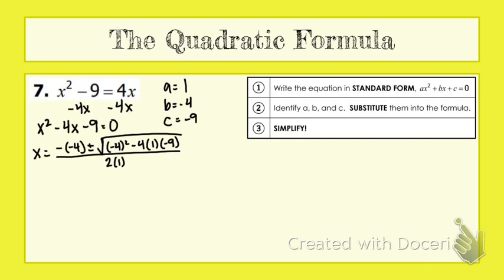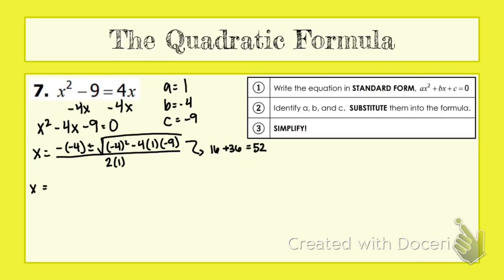So the first thing we want to do is simplify the discriminant. Negative 4 squared is positive 16. Negative 4 times 1 times negative 9 is positive 36. 16 plus 36 equals 52. And that is a positive number, so we are going to get 2 real solutions for this quadratic equation.